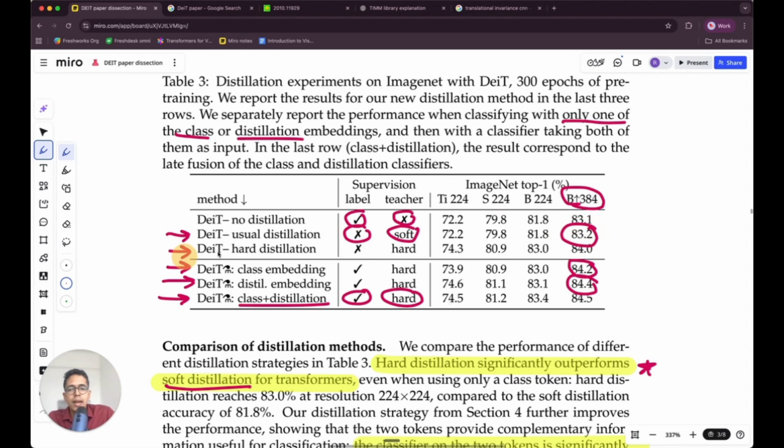And DEIT hard distillation is, again, you don't have a distillation token. This is my understanding. It does not have a distillation token. It has the class token and it uses hard distillation from the teacher. So that's why the ground truth label is not there. That is how I'm understanding. Maybe I can ask ChatGPT.